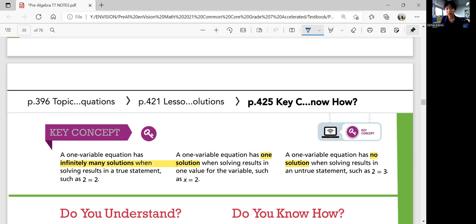In the next lesson, 7-5, we'll compare proportional relationships.